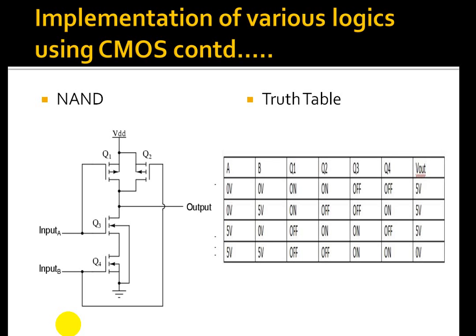So let's see the truth table and the discussions that we already made. So we see that when A and B are both low, we get an output high.